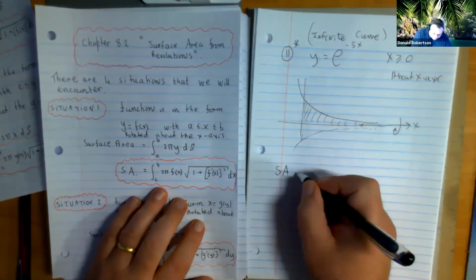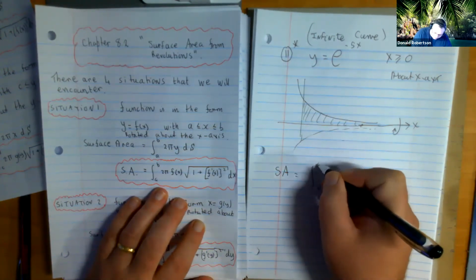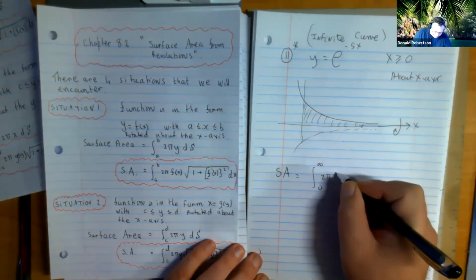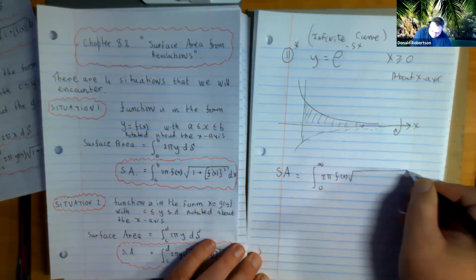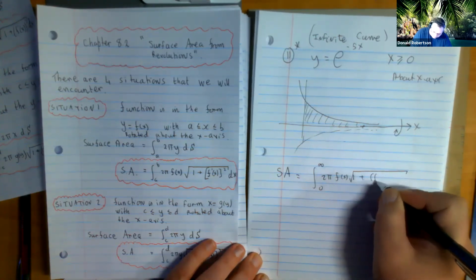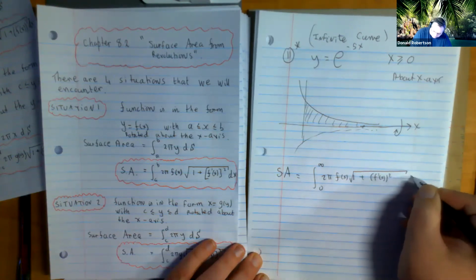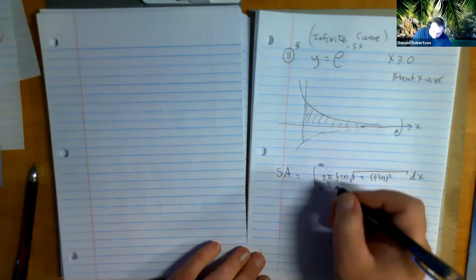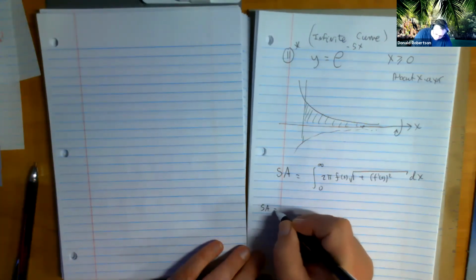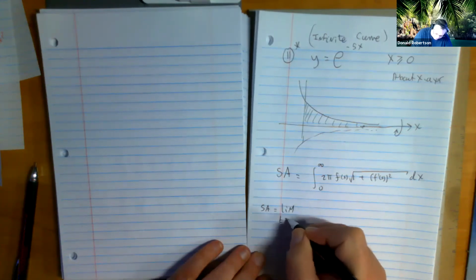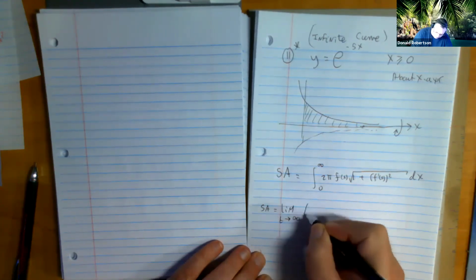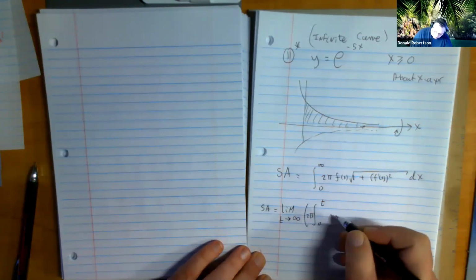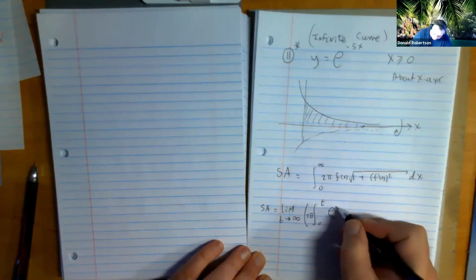So what makes this a little bit different? You're going to do the integral from 0 to infinity of 2 pi f of x, the square root of 1 plus the derivative squared dx. Now I'm only going to take this guy a little bit further. Since it's got an infinity in it, we're going to do the limit as t tends to infinity of the integral from 0 to t, and I'll stick the 2 pi outside. F of x is this guy.